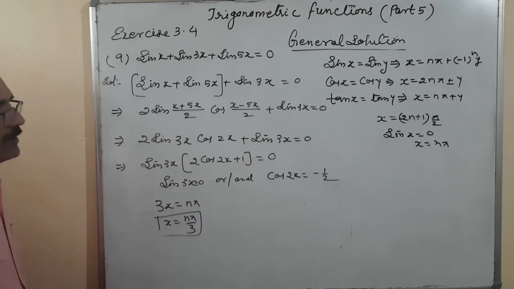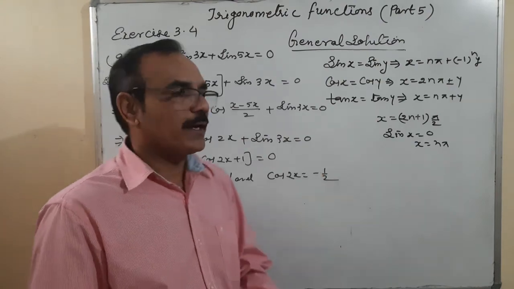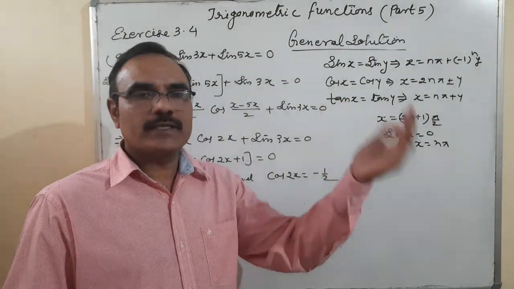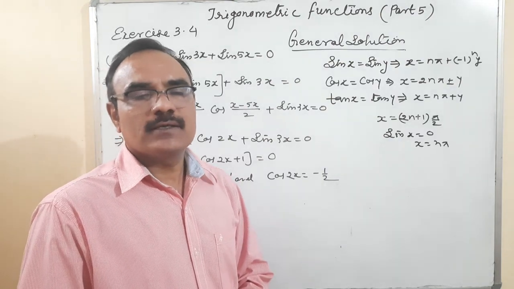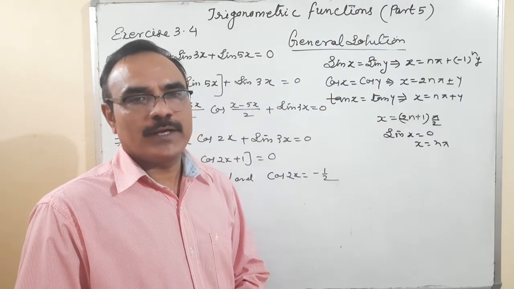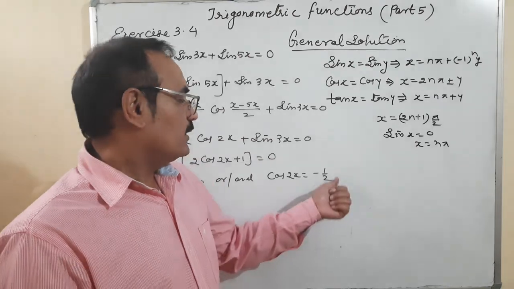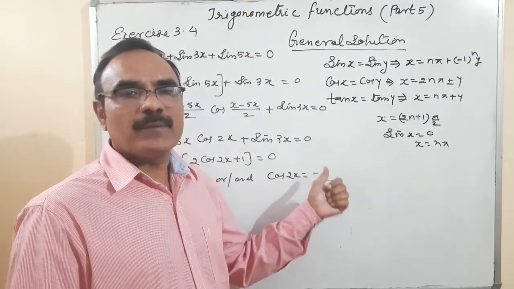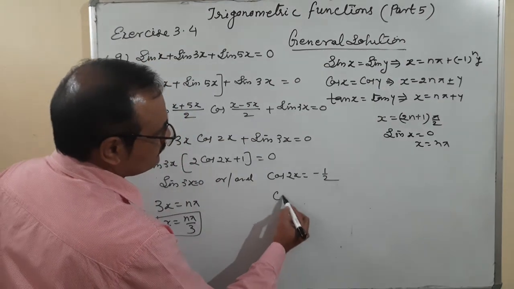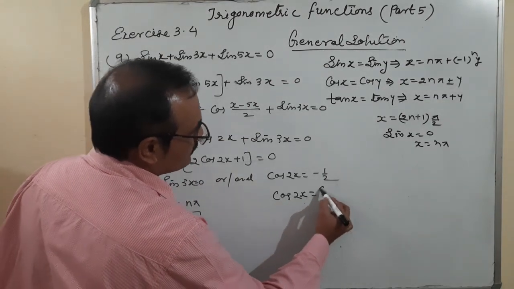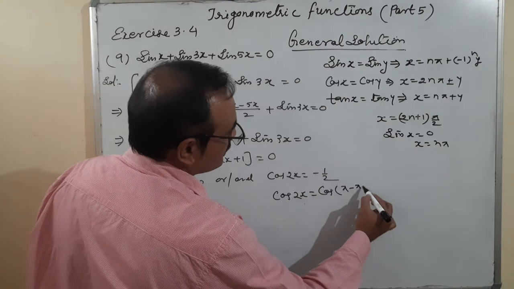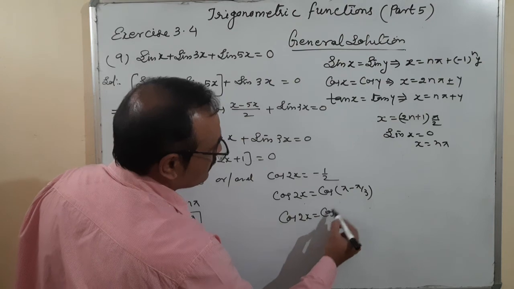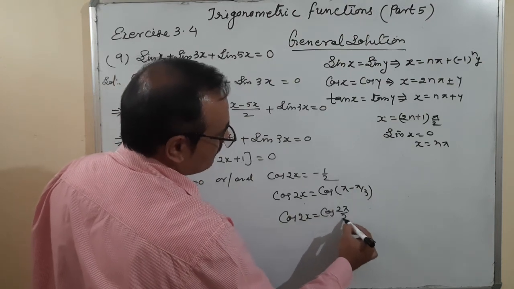That is one value. For finding the second value, cos 1 by 2 is cos 60, and because it is negative, we go to the second quadrant: 180 minus 60, 120, 2 pi by 3. 60 means pi by 3, so pi minus pi by 3. Cos 2x is equal to cos of pi minus pi by 3, so cos 2x is equal to cos 2 pi by 3.